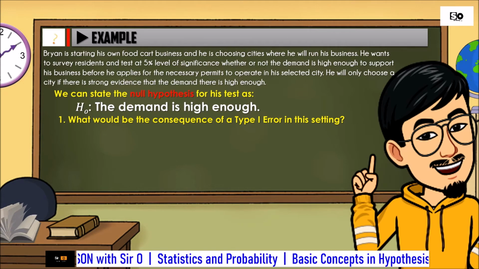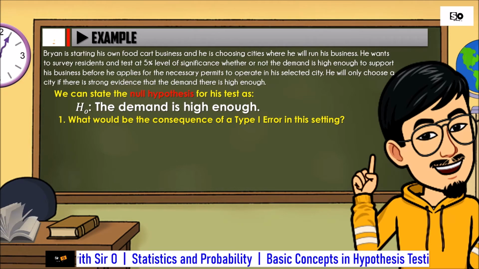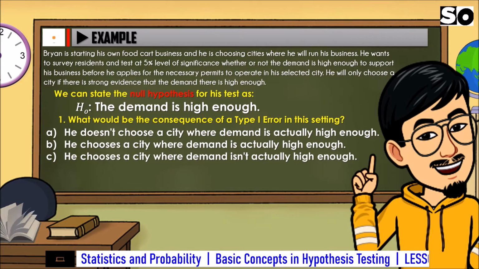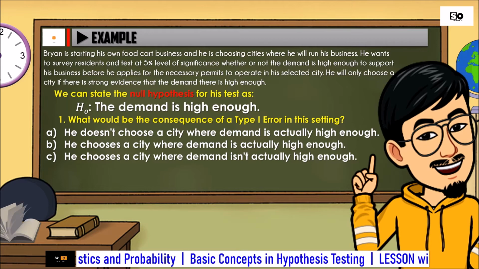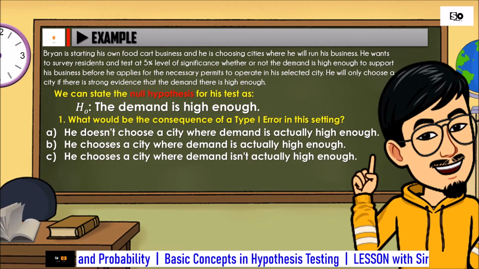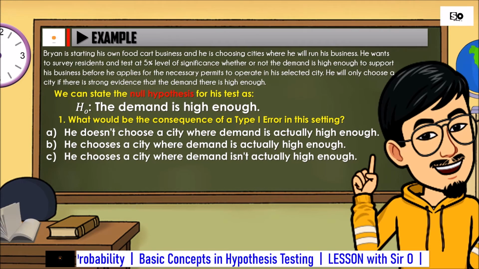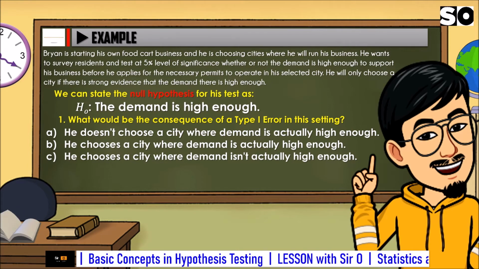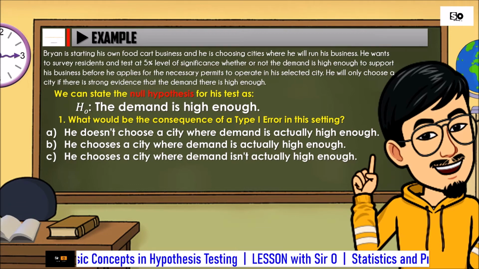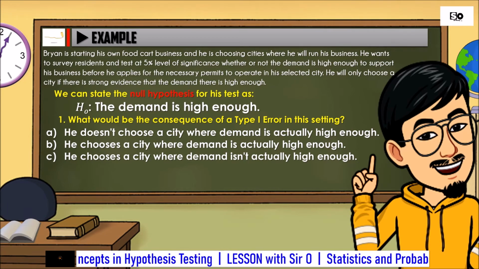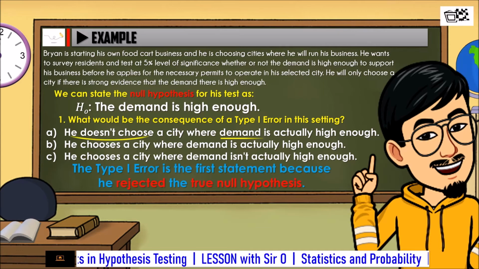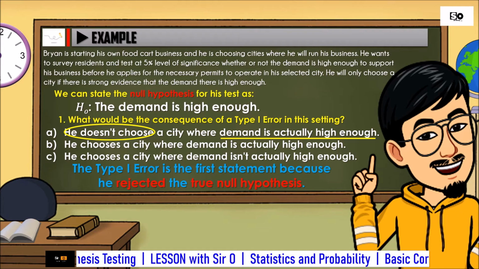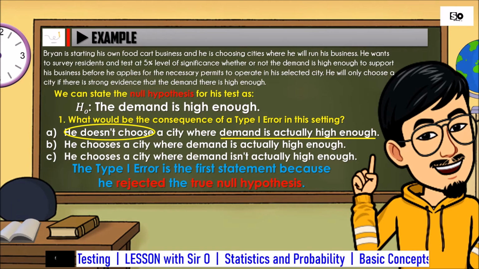Number 1 question. What would be the consequence of a Type 1 error in this setting? Letter A. He doesn't choose a city where demand is actually high enough. Letter B. He chooses a city where demand is actually high enough. And letter C. He chooses a city where demand isn't actually high enough. The Type 1 error is the first statement because he rejected the true null hypothesis.